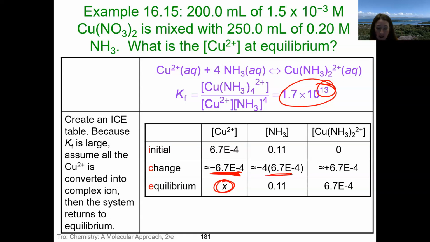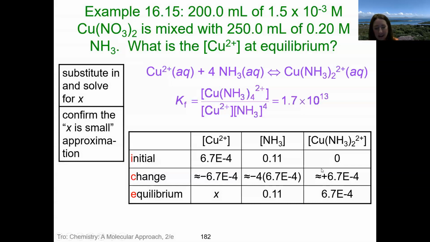Not all of it's going to go down, but by the way, that ends up not even changing our number. And this is going to go up by 1 of those. Okay, so that's our ice table. Kind of, I mean, it's an ice table, but it's not a change this time. It's more of a moles table with molarity. And then all we do is solve for X. So we're just going to solve for this and plug the rest of them in.